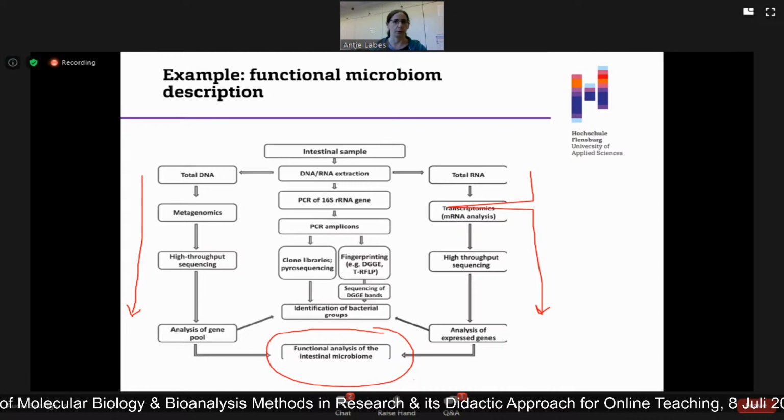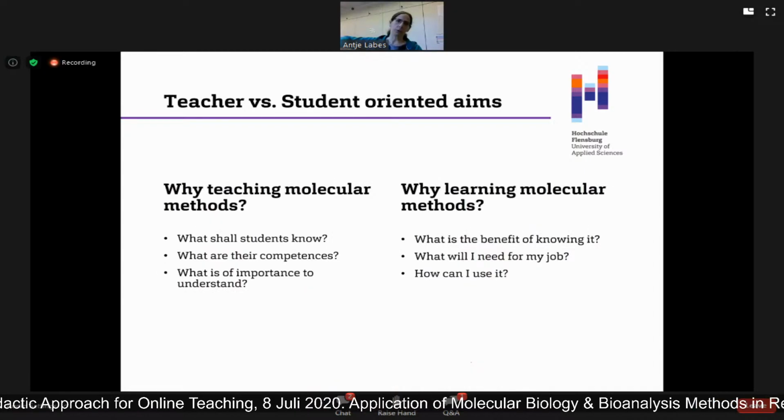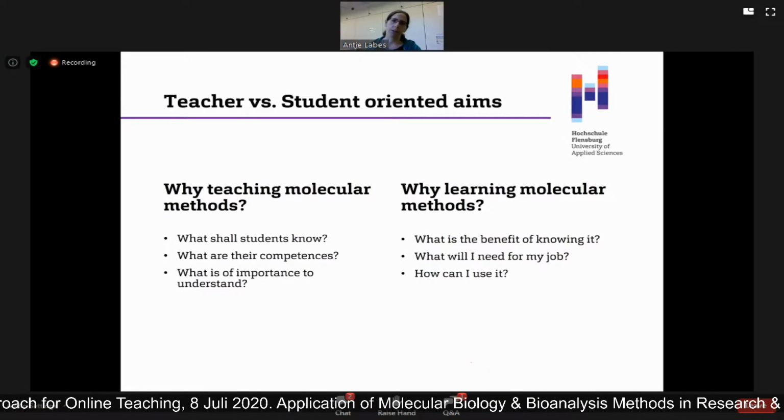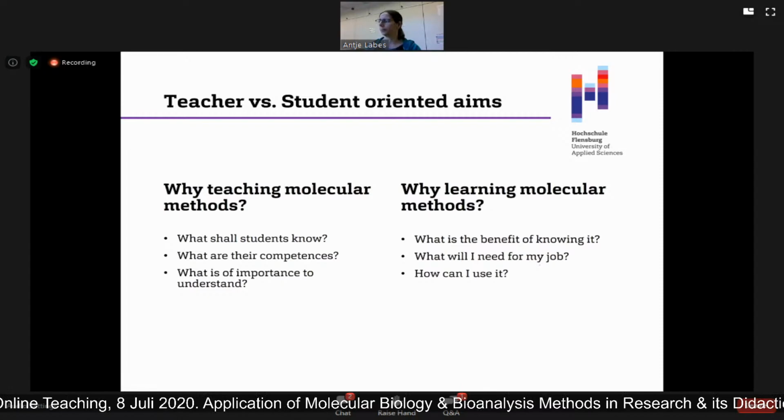So with that, I want to invite you to go one step back and think about the teaching. And we really have to think on 2 levels. One level is the teacher-oriented aims. So why should we teach molecular methods? What should the students know? What are the competencies in there? What's important? However, we also have to think about, and I think that's very beneficial, the student-oriented aim. So why should they learn that? What is the benefit of knowing it? What will they need for their job? So having the sense of it and how to apply that.